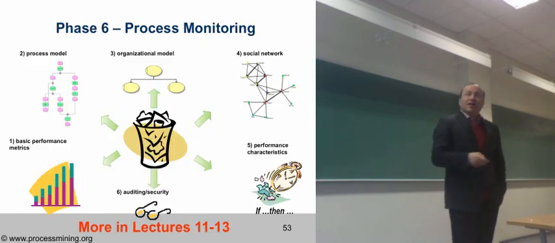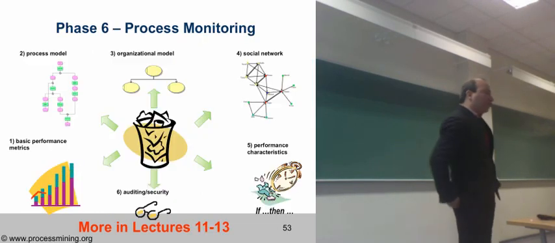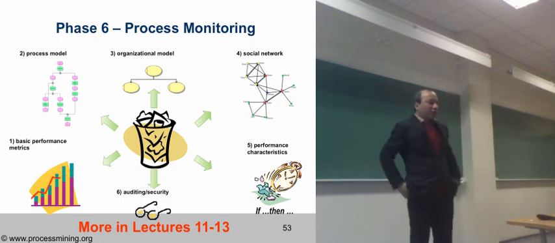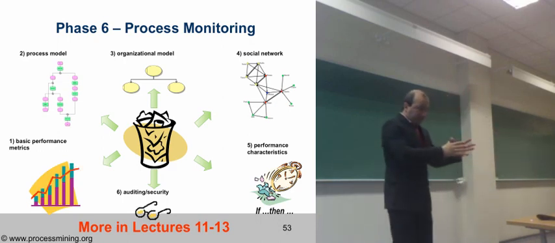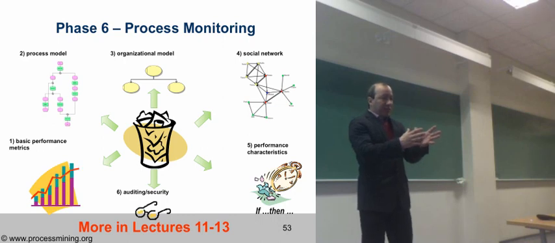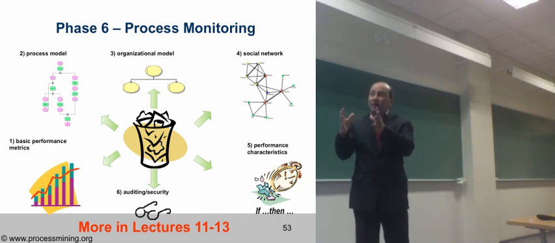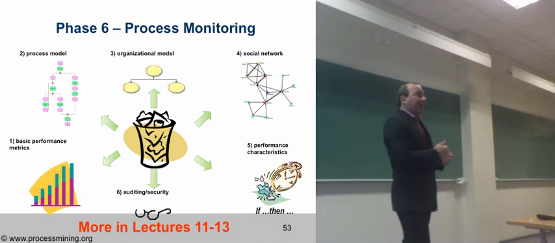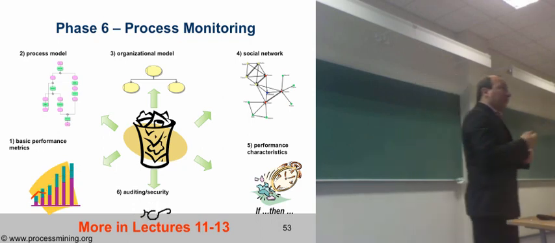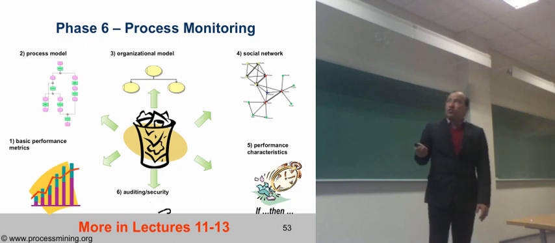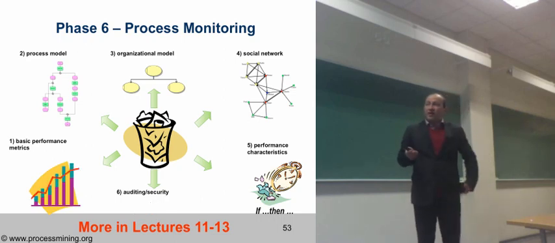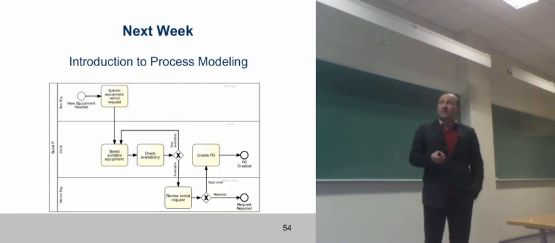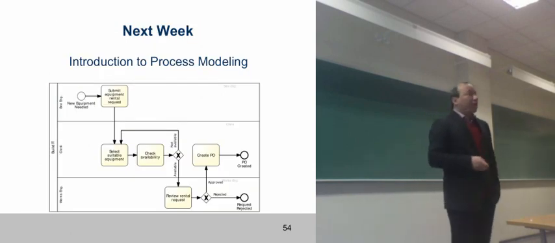And in phase 6, we are going to show how we take a process that is running, take the data out of that process, and understand how the process is performing, where the bottlenecks are, how perhaps we can improve it, and so on. That's going to be process monitoring and mining. We'll be seeing a tool called Prom that allows you to do these kinds of things. Next week, we're going to talk about process modeling.